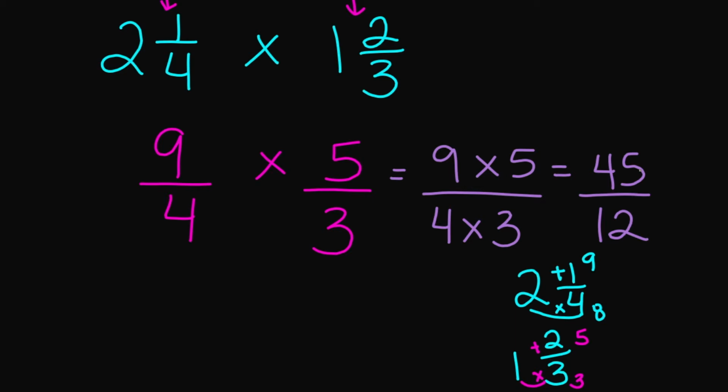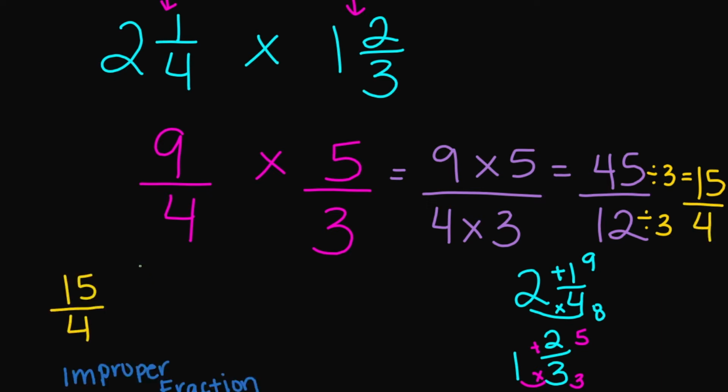Now we can simplify 45 over 12 because the number 3 goes into both 45 and 12. 45 divided by 3 is 15, and 12 divided by 3 is going to give us 4. Since 15 over 4 is an improper fraction, we're going to go ahead and turn this back into a mixed number. 4 on the outside, 15 on the inside. 4 goes into 15 3 times. 4 times 3 is 12. 15 minus 12 is going to equal 3.